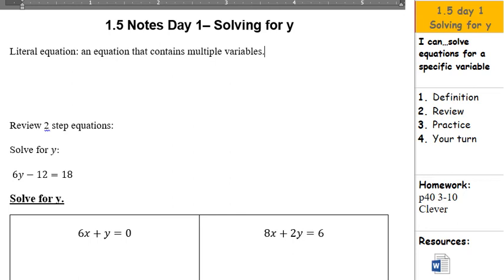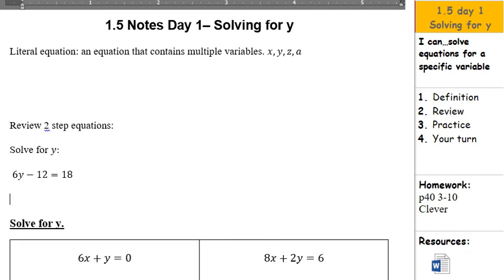Now, in our last section, we had one equation that would have 2 or 3 x's in it. That's not what I'm talking about here. I'm talking about an equation that has maybe an x, and then somewhere else a y, and somewhere else a z, or an a, any combination of these in one equation. So if I think about my two-step equations where I just have one variable and I have to solve for y, we follow some pretty basic steps.